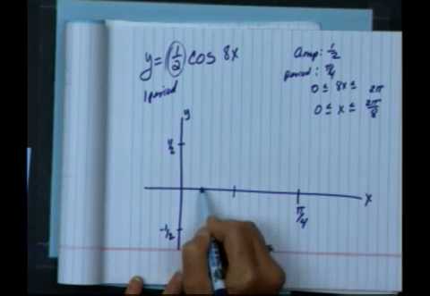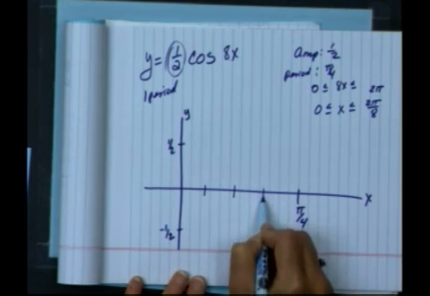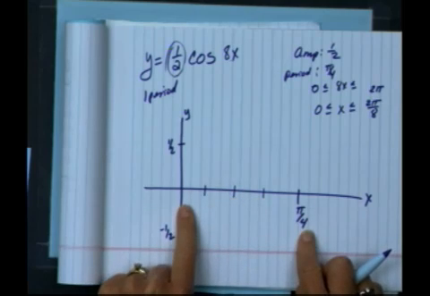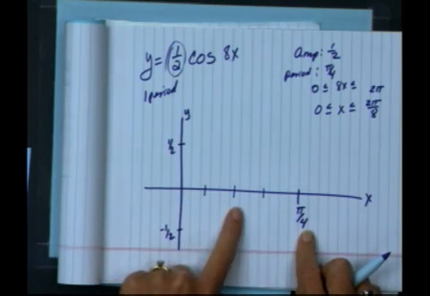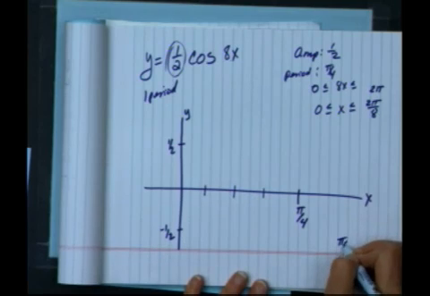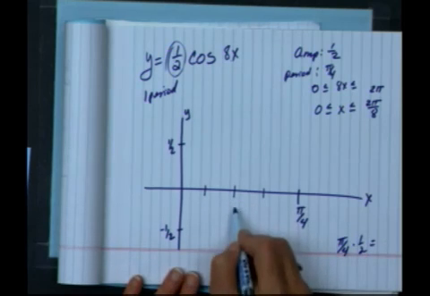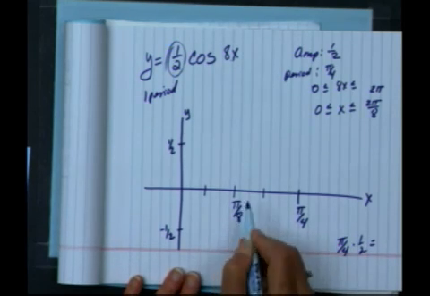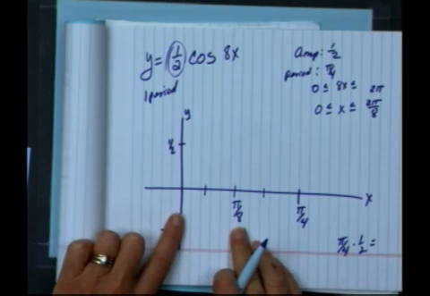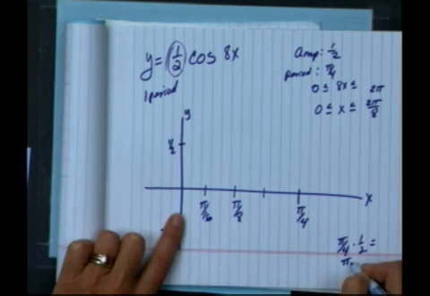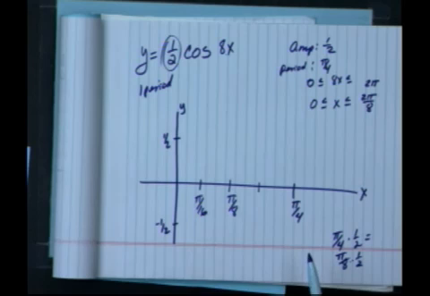And then we're just going to mark off these key values. And I always just jump to the middle. What's half of pi over 4? Pi over 4, and you just multiply by half. Pi over 8. And what's halfway between 0 and pi over 8? Pi over 16. You're just saying pi over 8 times a half to get pi over 16.